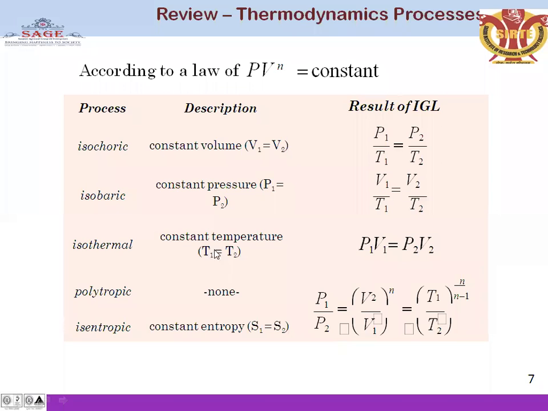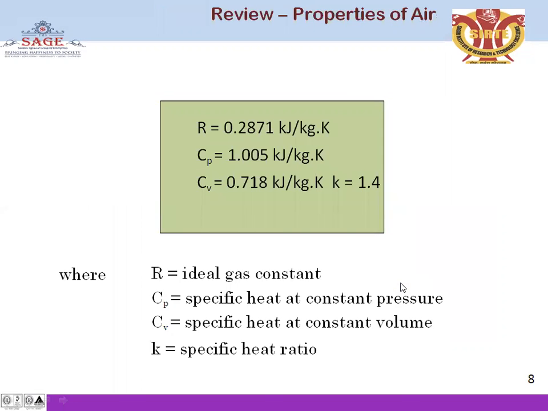Isothermal is a constant temperature process where the temperature remains constant, in which PV by T is constant and T1 is equal to T2, that means P1 V1 is equal to P2 V2. And in the polytropic process, n is the polytropic index, and the PVT relationship is P1 by P2 equal to V2 by V1 to the power of n, equal to T1 by T2 to the power of n upon n minus 1. This is the fundamental relationship, already discussed in unit 1, and it is shown here as a review.